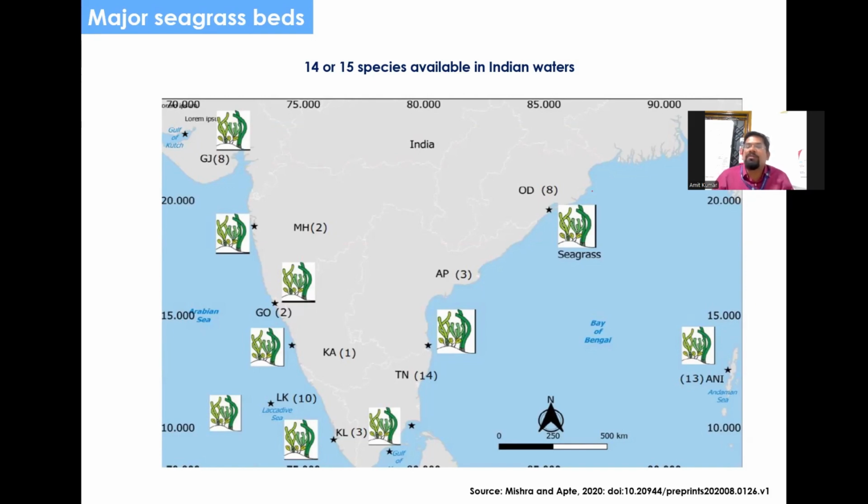But in our country, we have several locations where the presence of more than 10 species is reported simultaneously within a few, I would say, kilometers. So you can see in Gujarat, Maharashtra, Goa, Karnataka, Lakshadweep, Kerala, Tamil Nadu, Andhra Pradesh, Odisha, Andaman Nicobar Islands, most of the places we have seagrass beds.